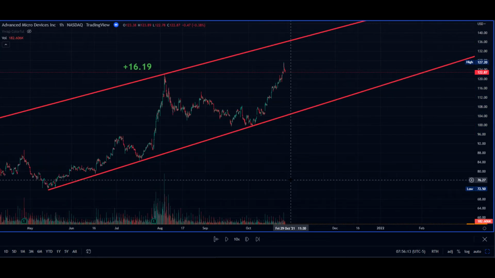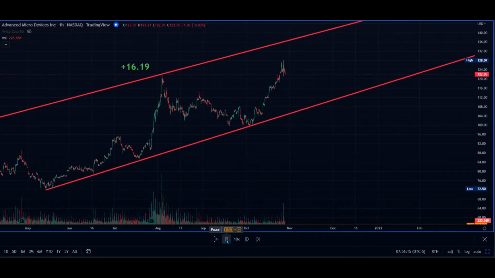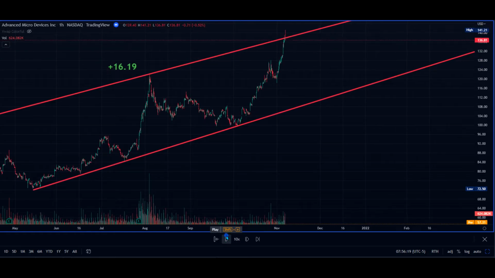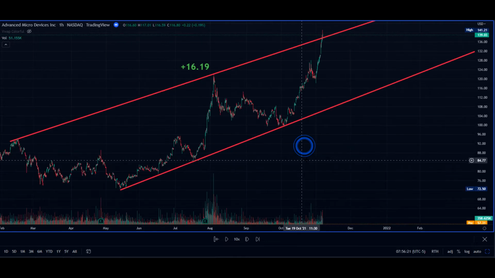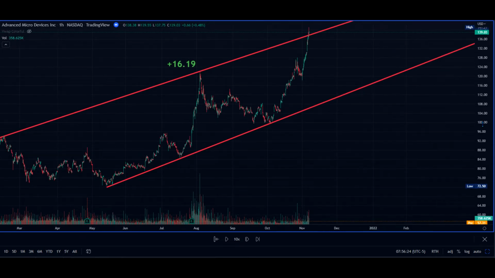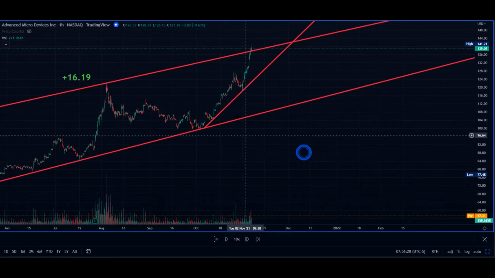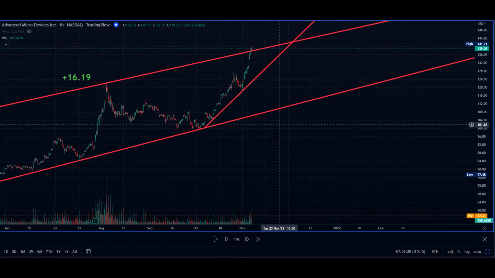Really upward sloping channel there. Let's play it out. All right, so we're sloping up. We're breaking out of this channel here, so you're getting an offshoot from this line. Very, very hard to maintain this slope.